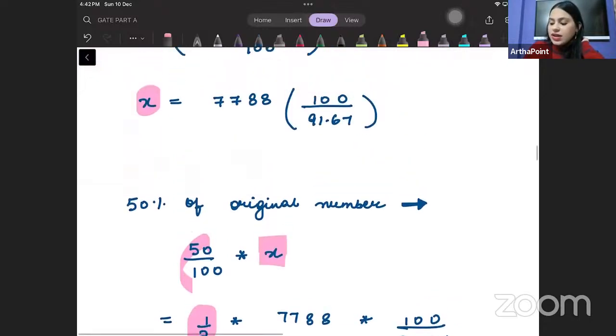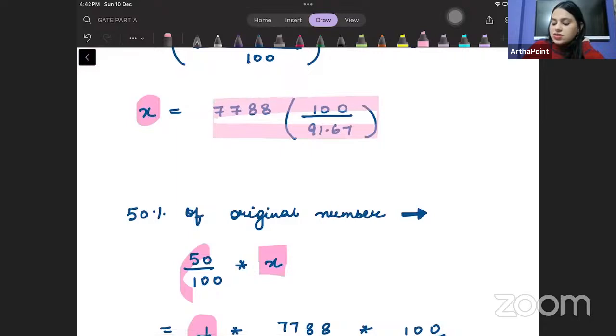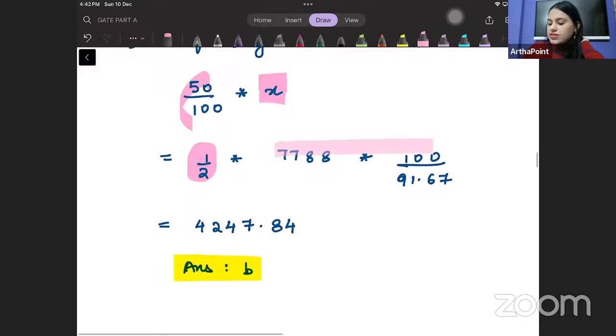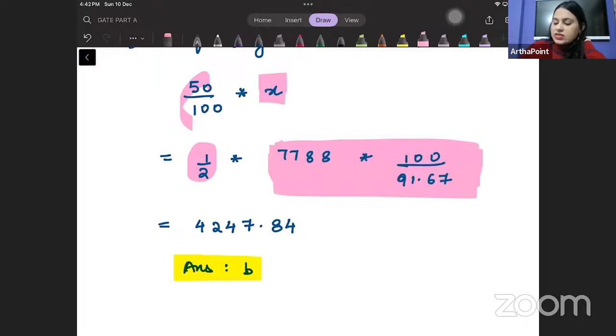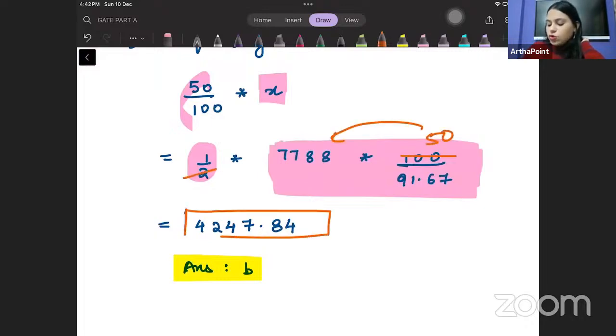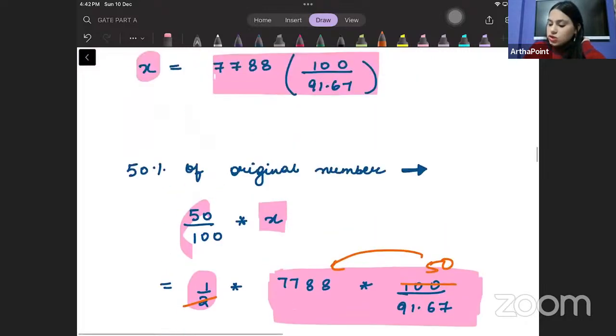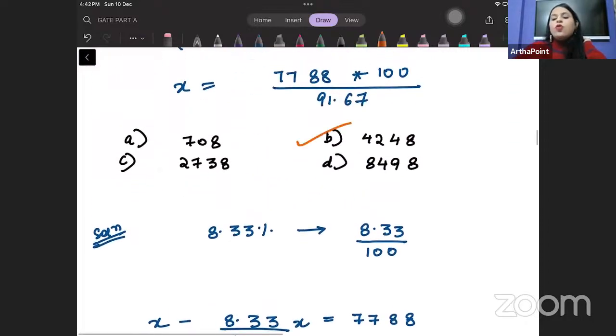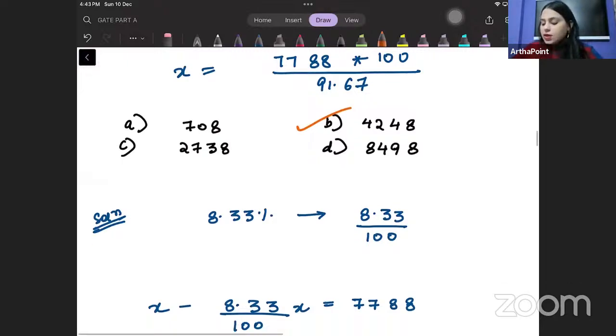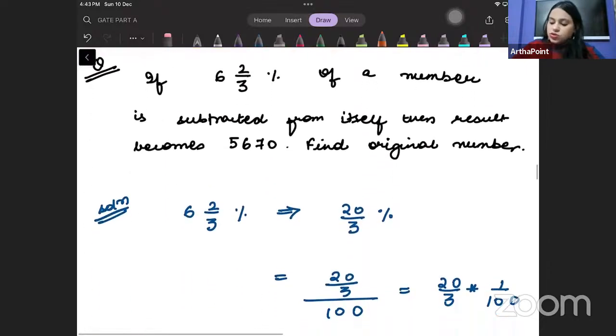और x का वैल्यू क्या निकाला बेटा हमने? This is the value of x. So instead of x, I will put this value बेटा. Just solve this. इसको solve करेंगे सब. So this will be 50. When you will use calculator, you will get 4247.84. So the correct answer to this question will be 4248. Am I clear? So it is asking me to find 50% of the original number and I have to do that only. ठीक है बेटा, come to the next question.